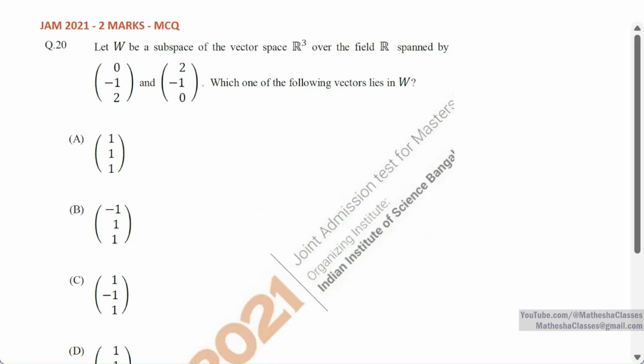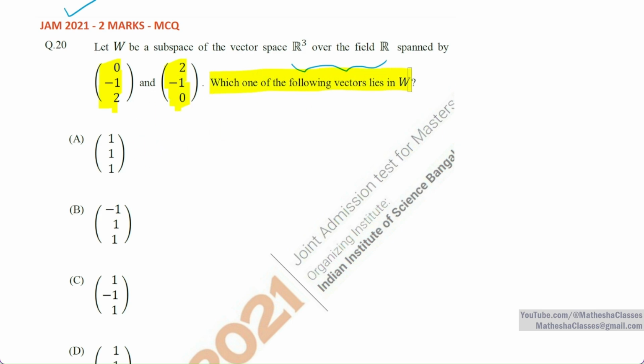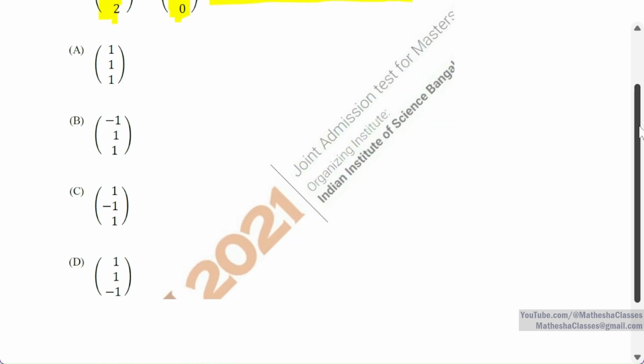Okay, so the first problem from JAM 2021. Let W be a subspace of the vector space R3 over the field R, which is spanned by these two vectors (0, -1, 2) and (2, -1, 0). Which one of the following vectors lies in W? Four options are given. The first one is (1, 1, 1), second one is (-1, 1, 1), third is (1, -1, 1), and the fourth is (1, 1, -1).